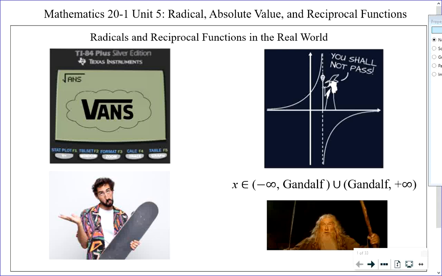It covers all kinds of things. It's called radical, absolute value, and reciprocal functions. It covers radical equations and radical arithmetic. It covers absolute value algebra, including solving absolute value equations. It covers absolute value functions. It covers reciprocal functions. It covers reciprocal algebra. There's a lot of material in this unit.